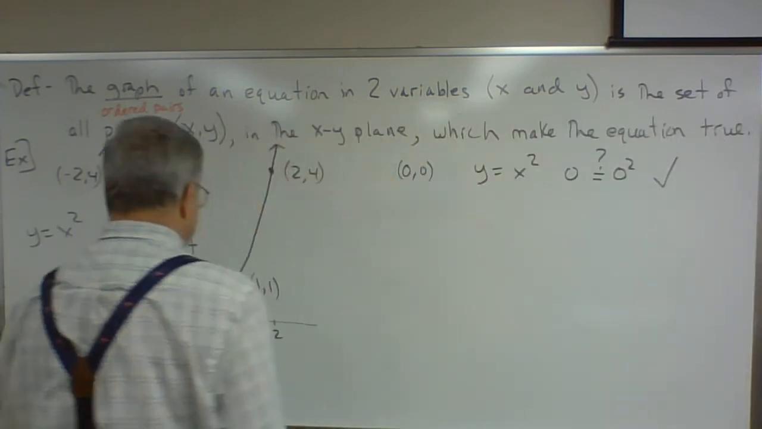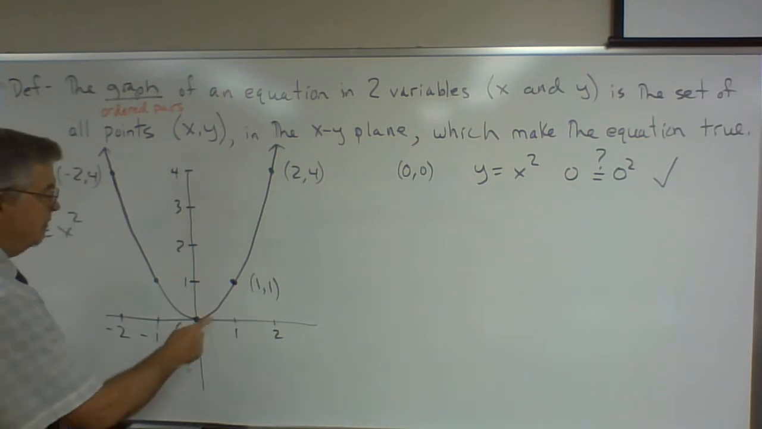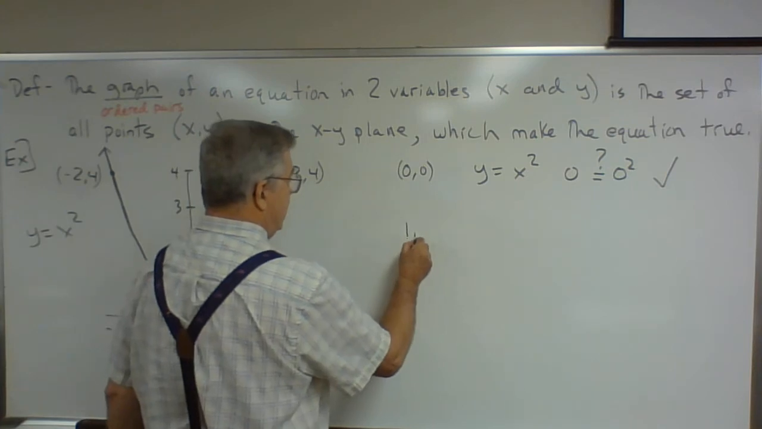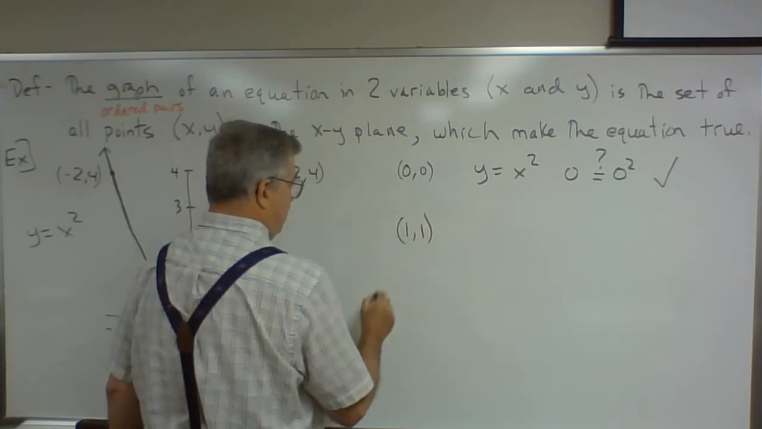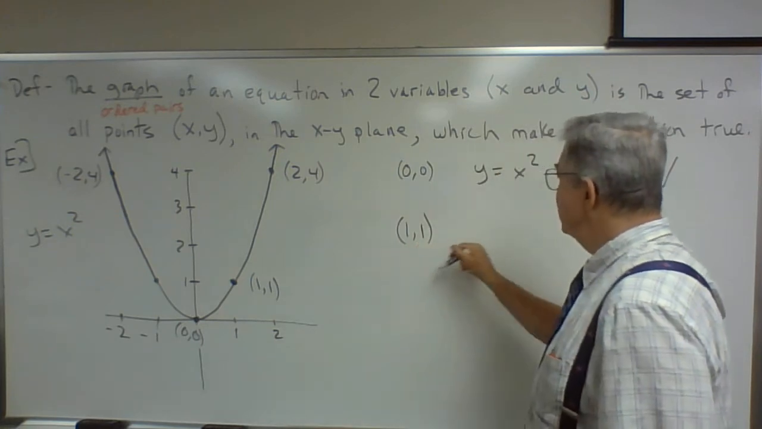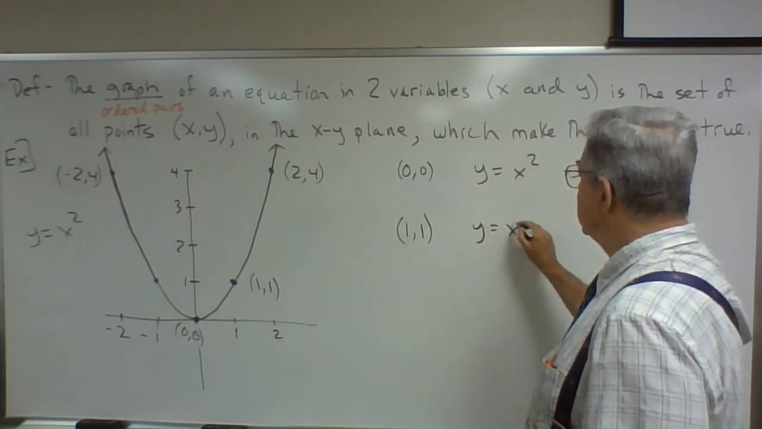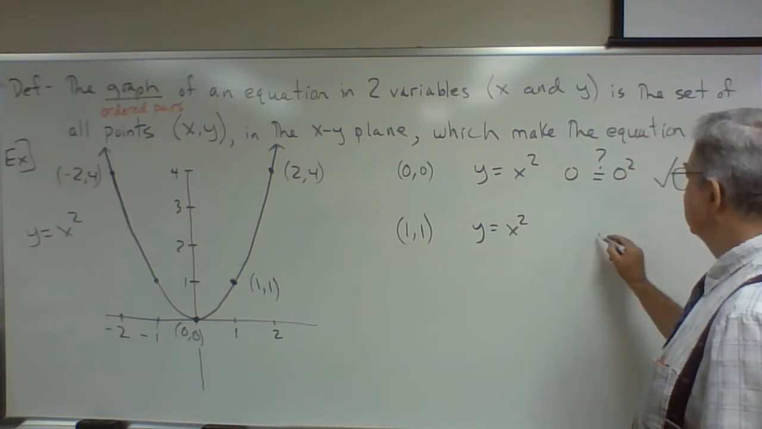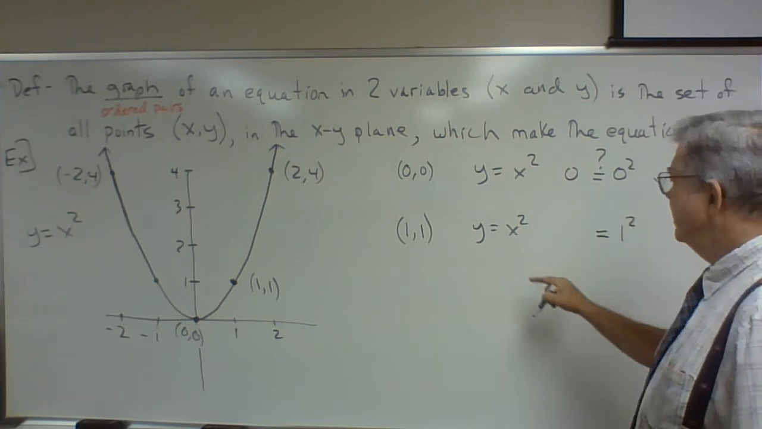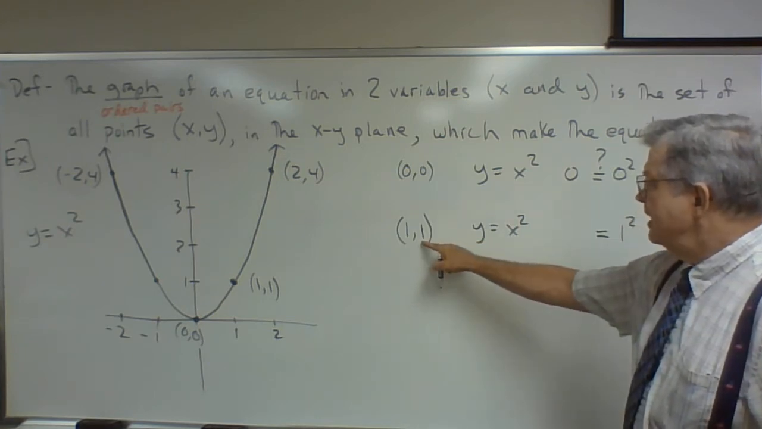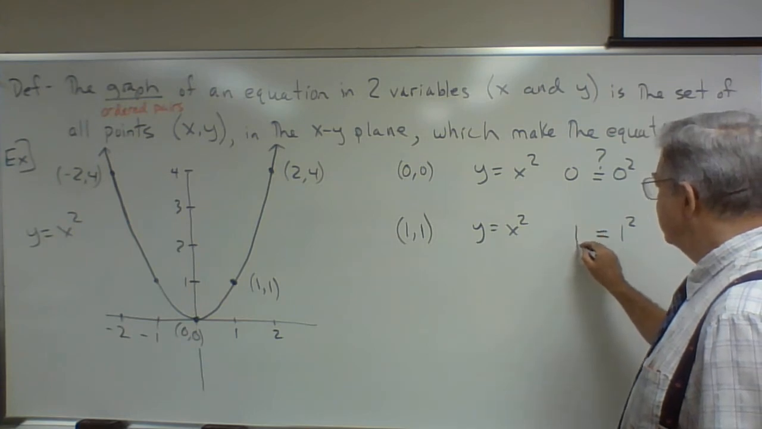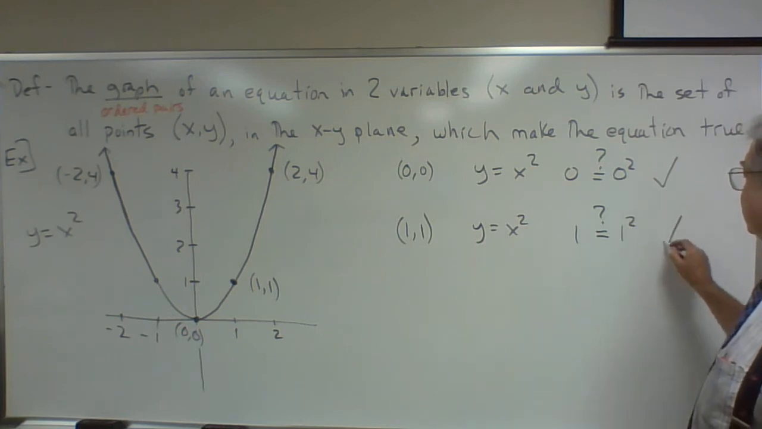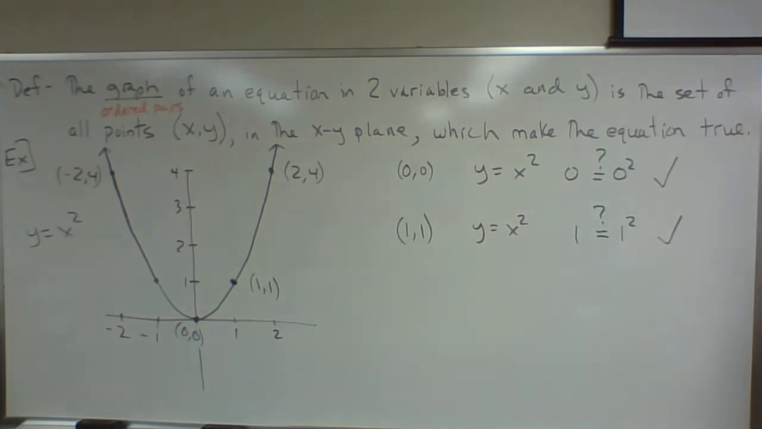Let's try another example. We have the point x equal 1, y equal 1 on the graph. Let's try that. Does this ordered pair make the equation y equal x squared true? Well, let's see. Let's take 1 and substitute it for x. Let's take 1 and substitute it for y. Is 1 equal to 1 squared? It sure is. Okay. Very good.